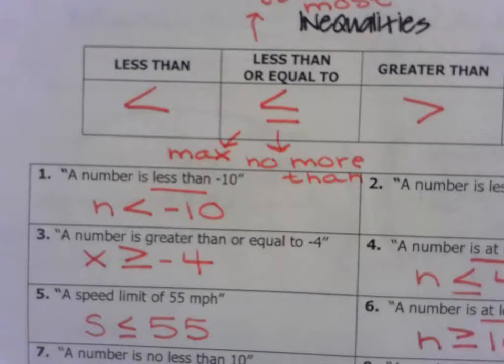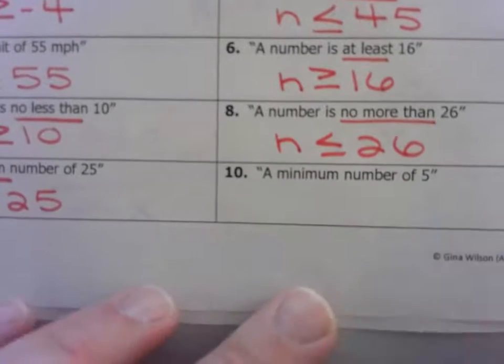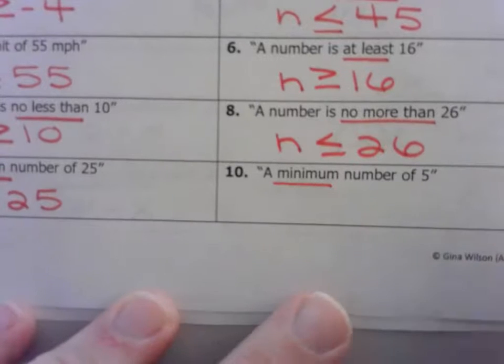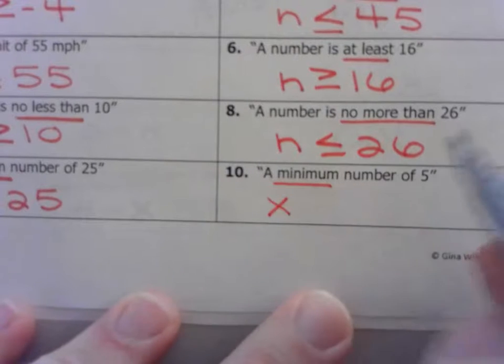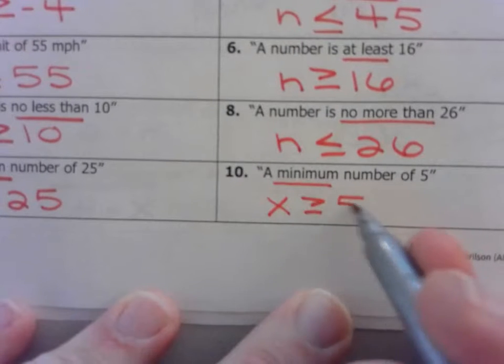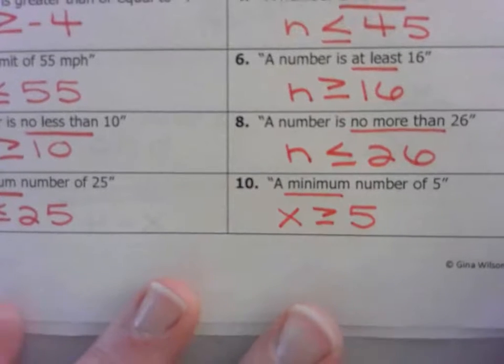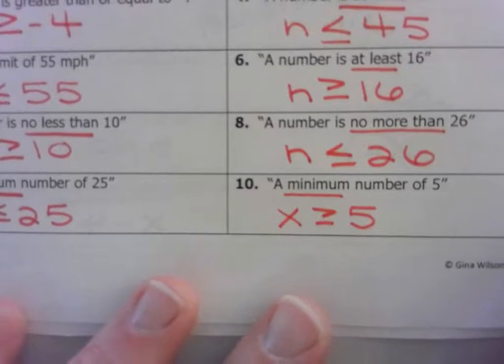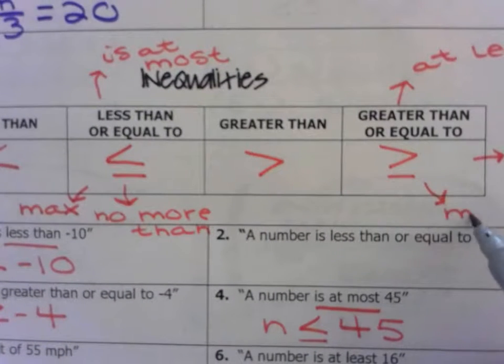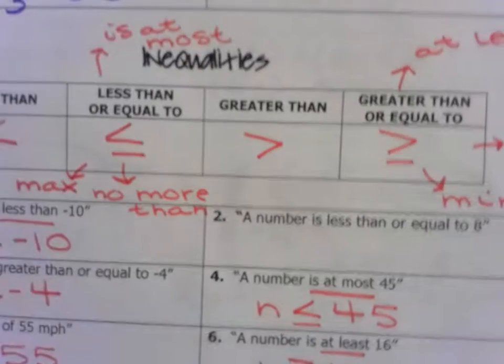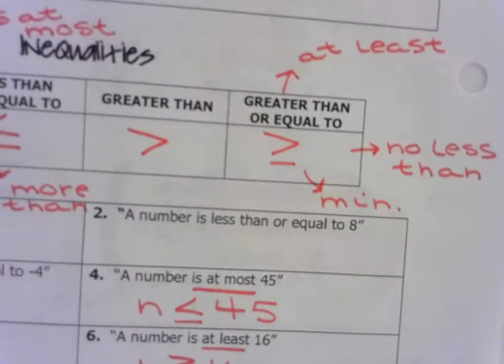So everyone should be writing this down, please. We're not taking a ton of notes. And then number 10, a minimum. Minimum means what about 5? That's the lowest it can be is 5. So everything else has to be what compared to 5? Greater than or equal to. So let's go put one more arrow. Greater than or equal to is also minimum. M-I-N, minimum. Any questions on those?